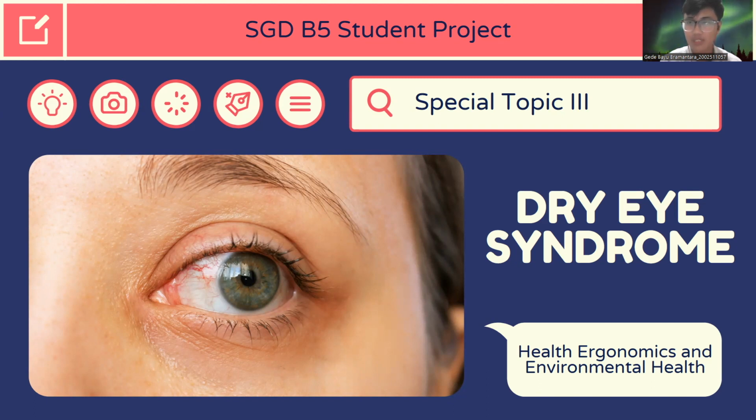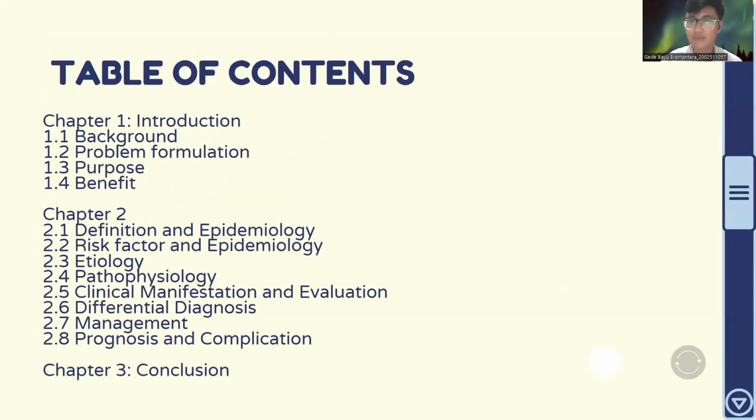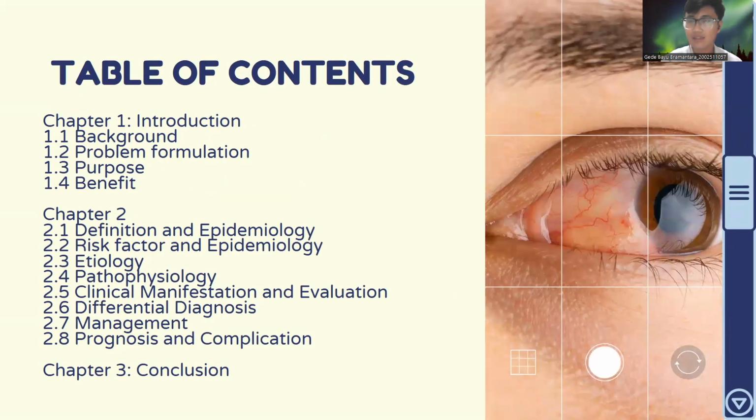Welcome to our presentation of student project. The topic is dry eye syndrome. My name is Gede Bayu Bramantara with my last 3 digits of student ID number 057. These are our members of B4 student group discussion in this semester. And this is the table of contents of our student project.